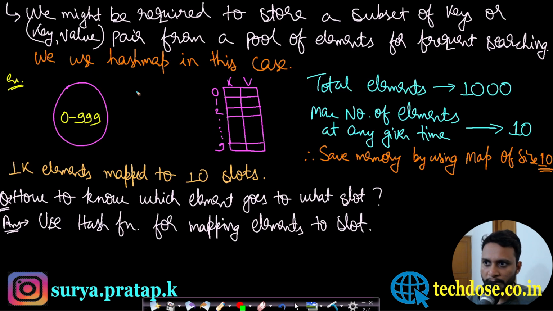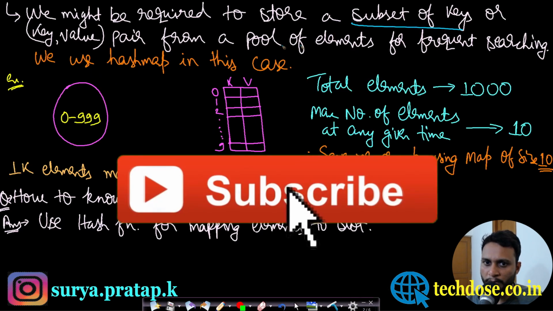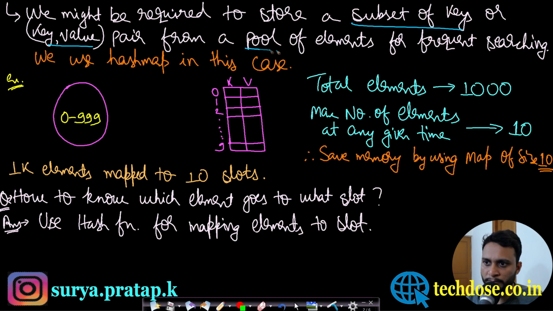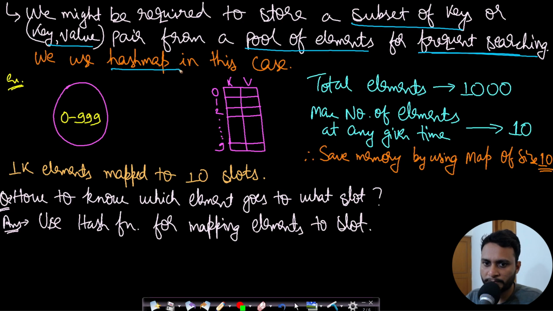We might be required to store a subset of keys or key value pairs from the pool of elements for frequent searching, right? So the search operation will be our frequent operation after insertion. In this case, I have already told you that we will be using a hash map. So how do we actually use the hash map?